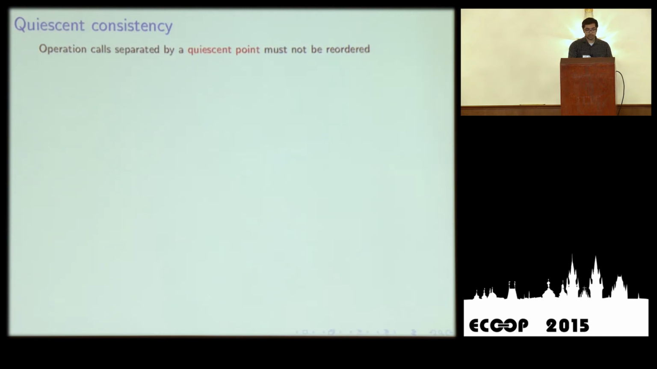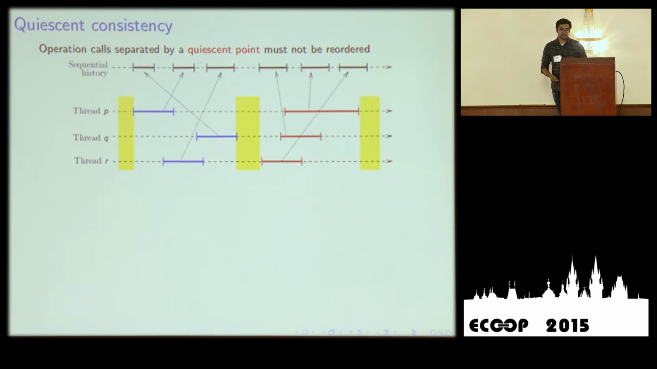Quiescent consistency is another correctness condition, and it says that operation calls separated by a quiescent point must not be reordered. Here's a picture of this. The yellow bars are the bits where things are quiescent, meaning nothing's executing. It's a fairly weak condition, and it says that as long as you're between two quiescent points, you can reorder in any way you like. So the blues could be reordered in any way we like, the reds could be reordered in any way we like, but we can't reorder the red and the blue.